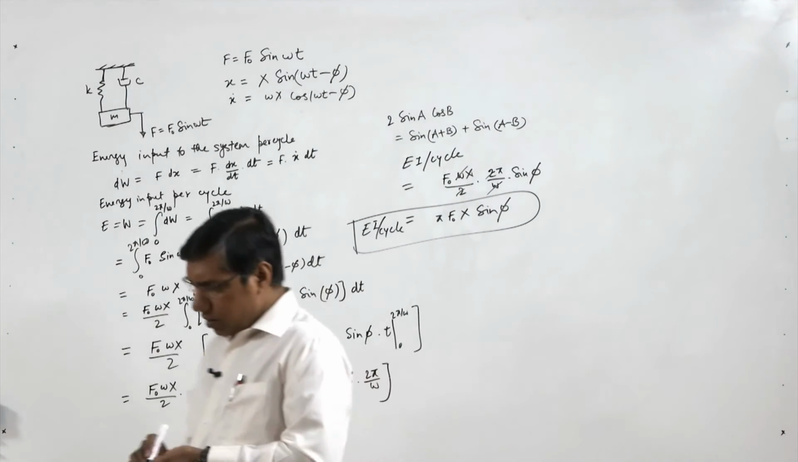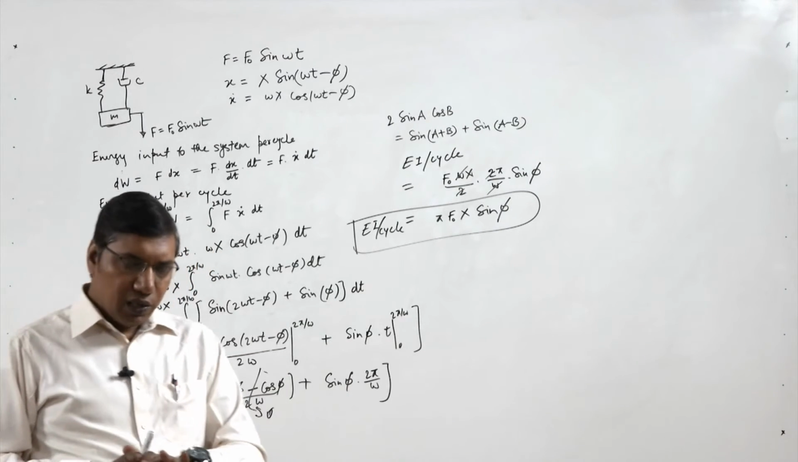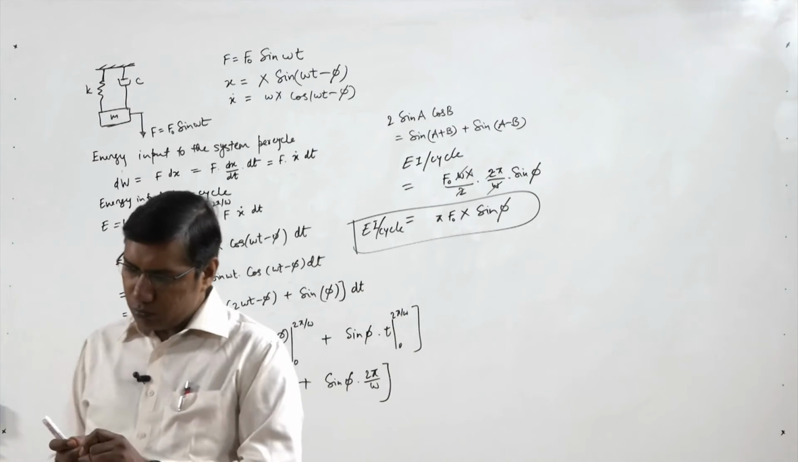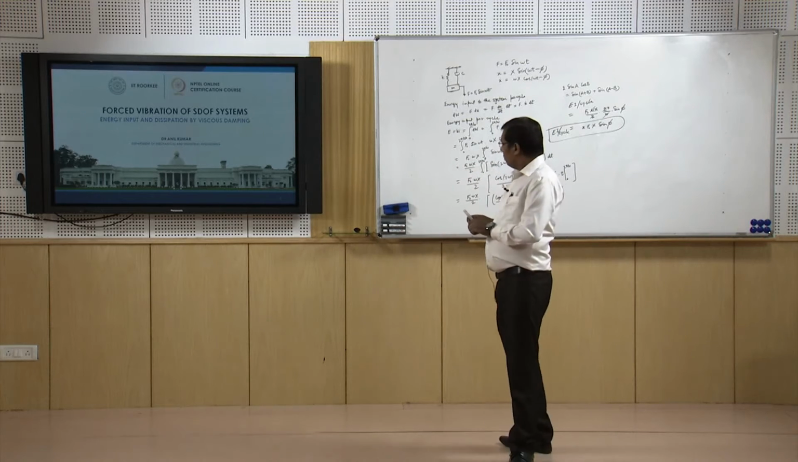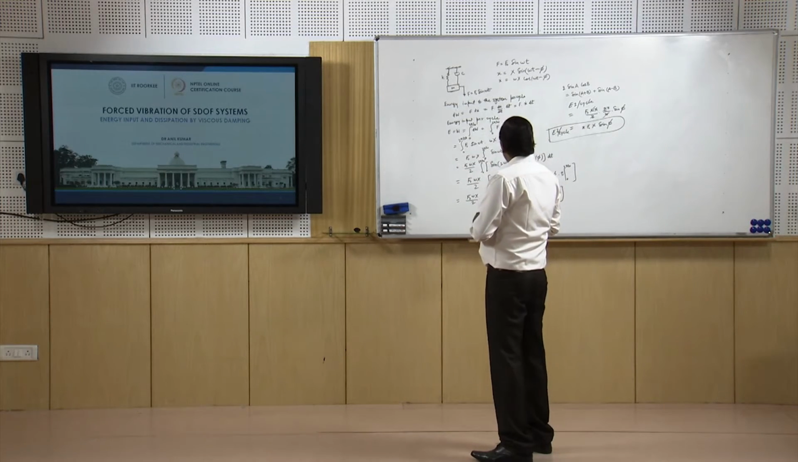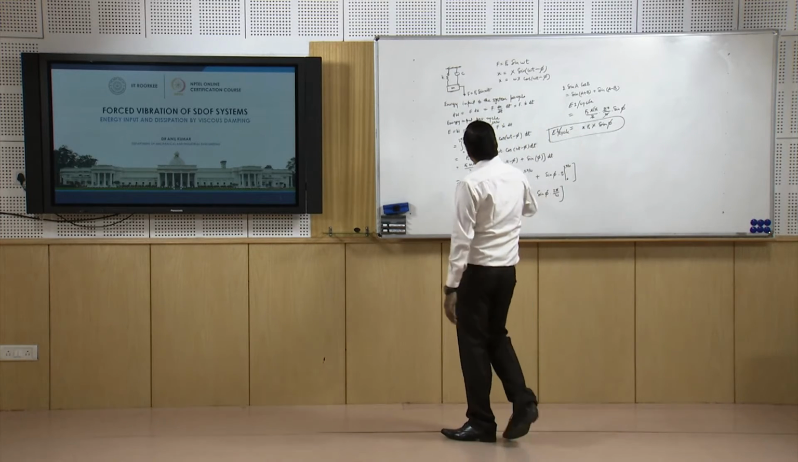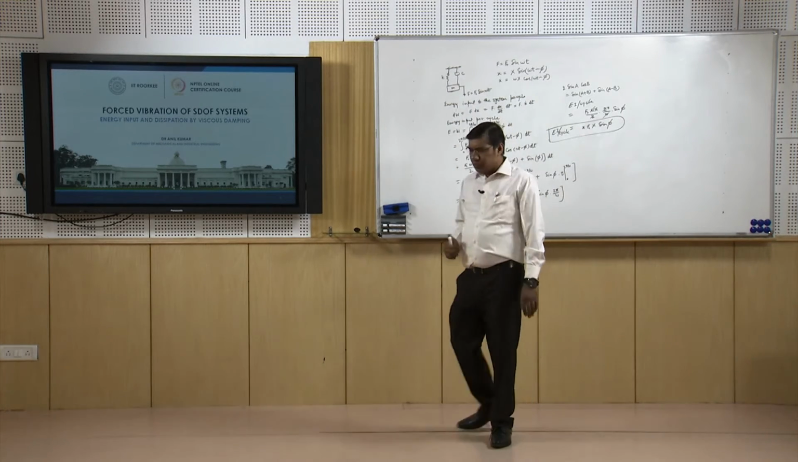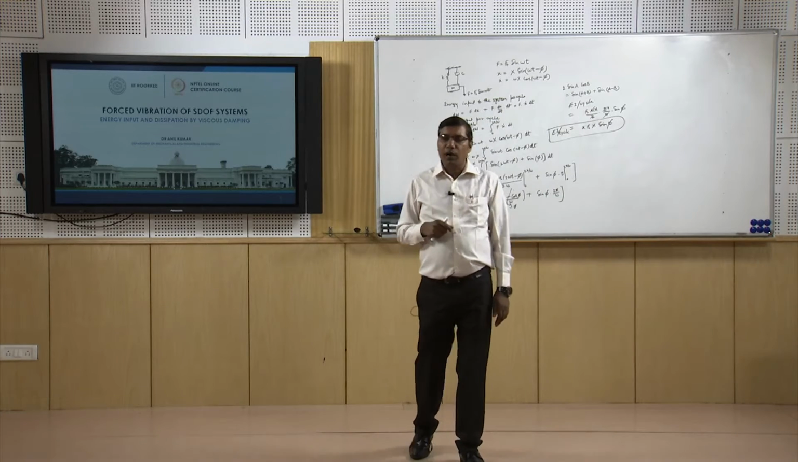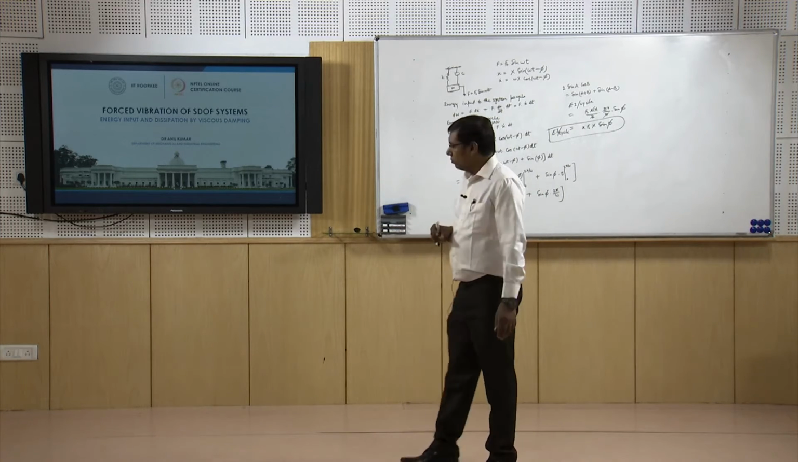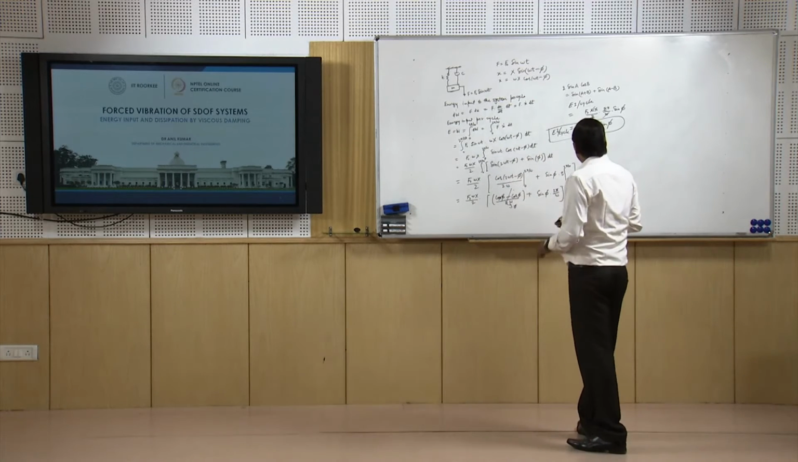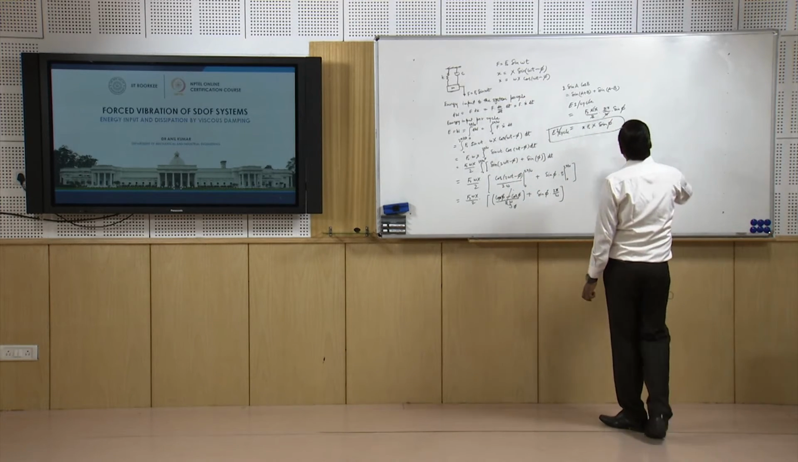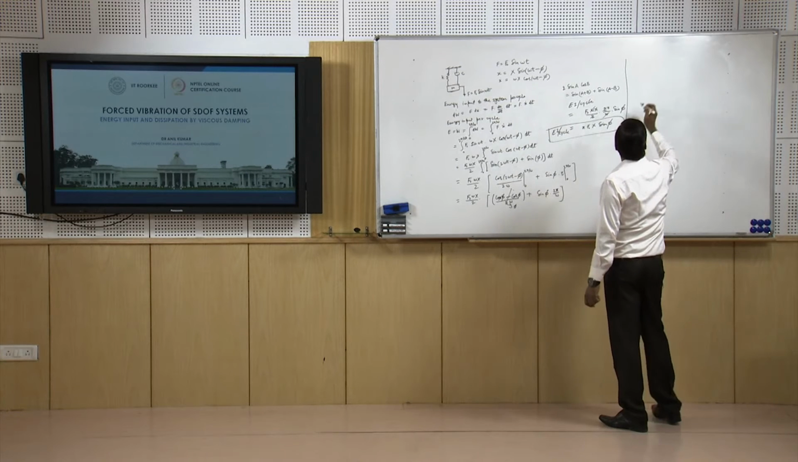So this is the energy input per cycle in a single degree of freedom system that is subjected to some harmonic force. Now we take some cases here.